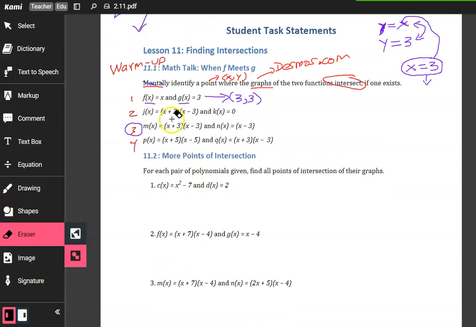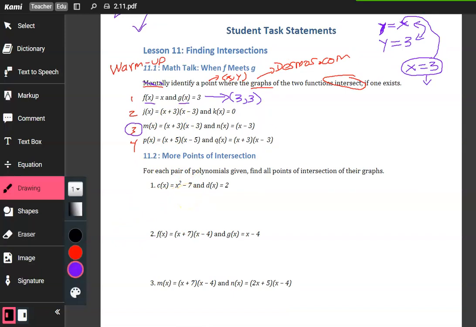So let me do number 3, and then I'll show you how to do 11.2. So number 3, or this one, m of x. I have two equations. One of them is called m of x, and the other one is called n of x. I should write down the steps somewhere. I'll write down the steps somewhere in a little bit. Maybe I'll write it down right here.